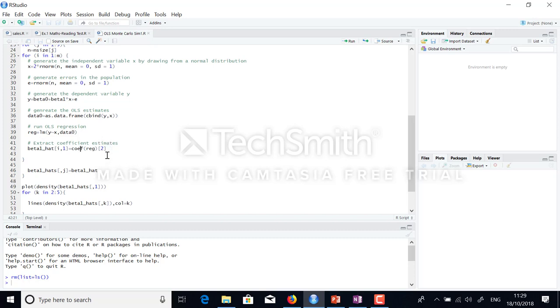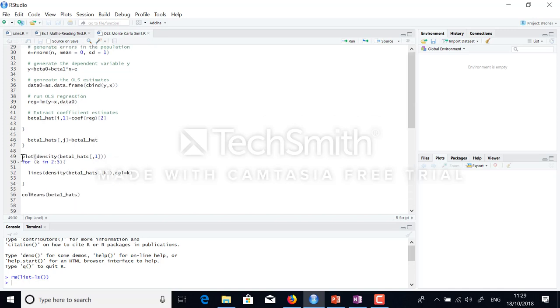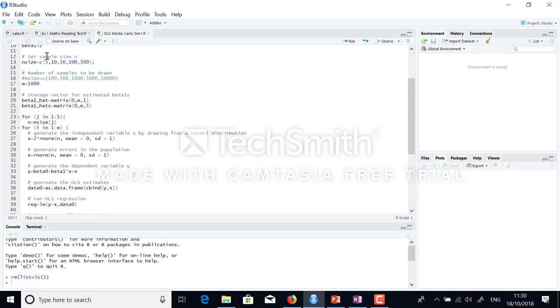But in this case, I am only interested in beta 1, so that's 2 here, second in the list. And I store them again. And here, I'm just plotting them, I should say. This creates the plot of all the density curves that's calculated. So we should get 5 different density curves. So let's run it. I'm going to run the whole thing.